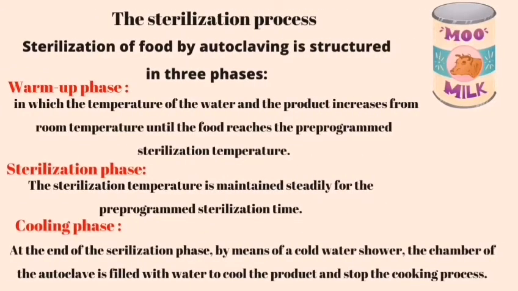Sterilization process. Sterilization of food by autoclaving is structured in three phases. The first one is warm-up phase, in which the temperature of the water and the product increases from room temperature until the food reaches the pre-programmed sterilization temperature. The second one is sterilization phase. The sterilization temperature is maintained steadily for the pre-programmed sterilization time. The third one is cooling phase. At the end of the sterilization phase, by means of the cool water shower, the chamber of the autoclave is filled with water to cool the product and stop the cooking process.